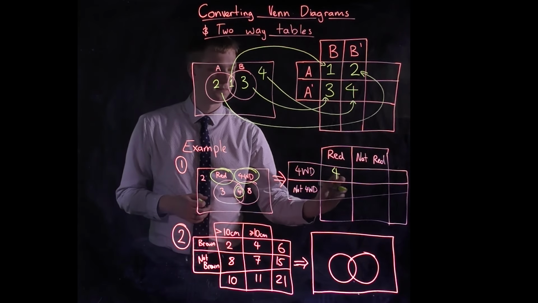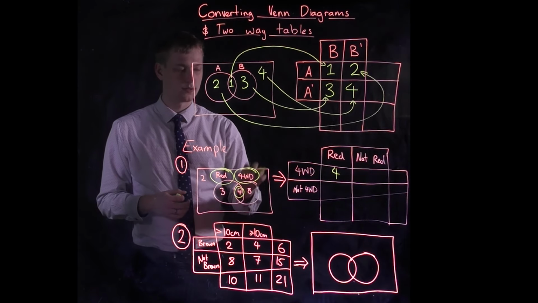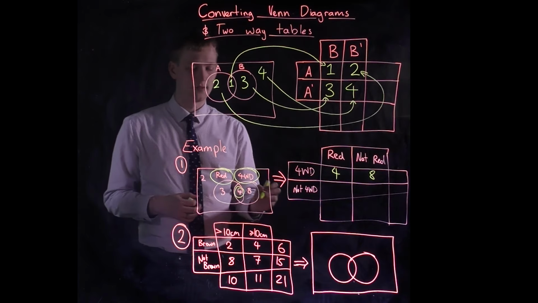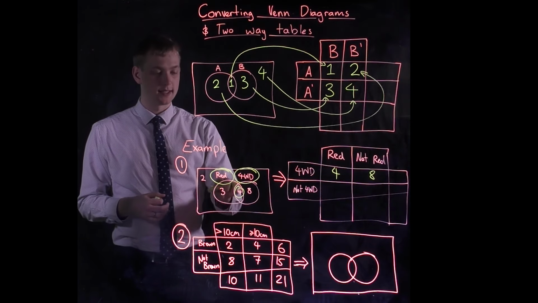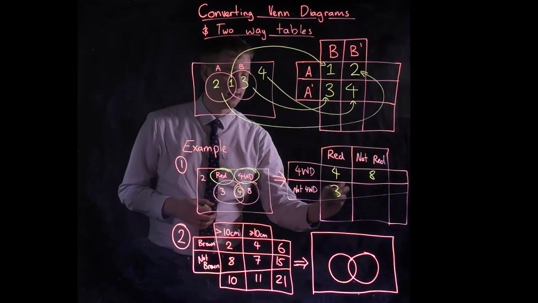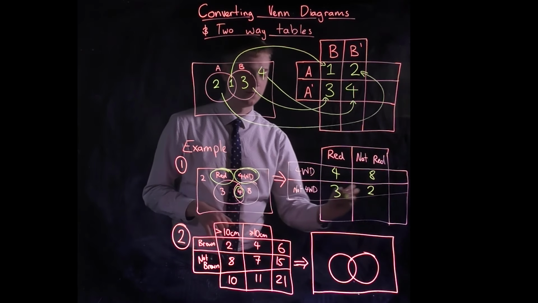So we write our 4. If it's not red and it's a four-wheel drive, so it doesn't fit in this circle, but it's a four-wheel drive, there are 8 of them. Next, red and not a four-wheel drive, that matches up to here with the 3. And finally, it's neither, so it doesn't fit in either circle, it's going to be 2.